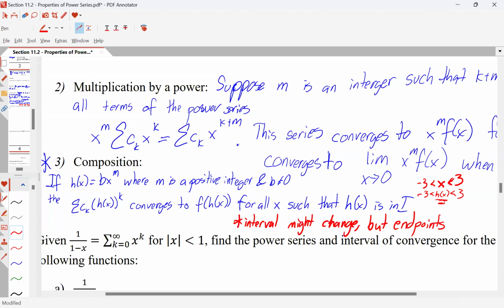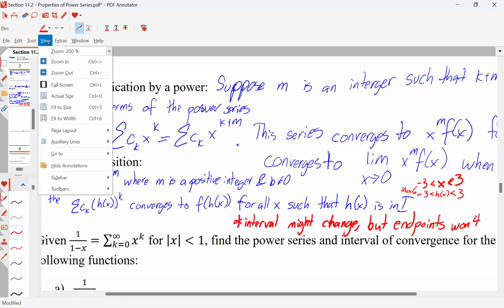Meaning this function could change that -3 and 3, but it's not going to change the inequalities of the less thans. So then we'd have that. So the interval might change, but the endpoints won't. So let's take a look at a couple examples.